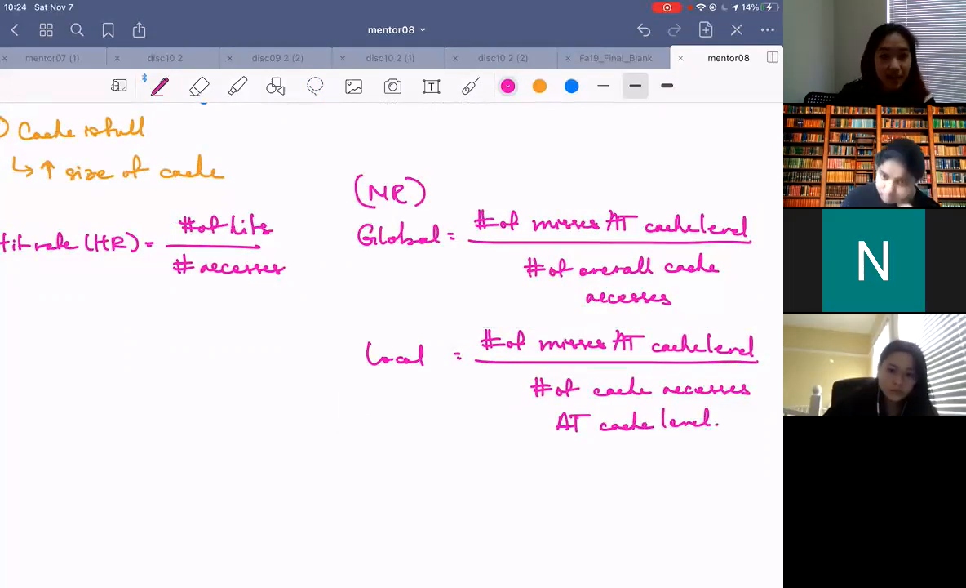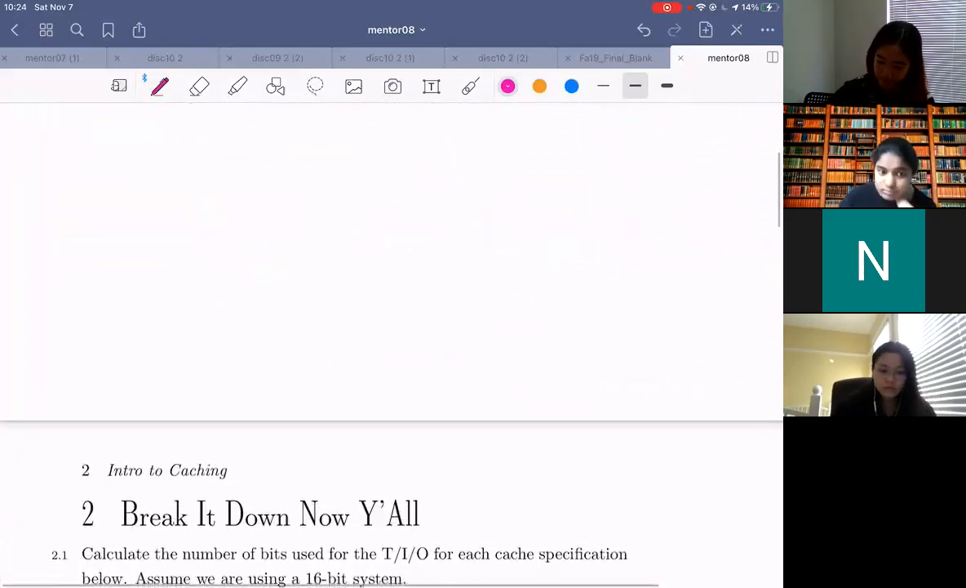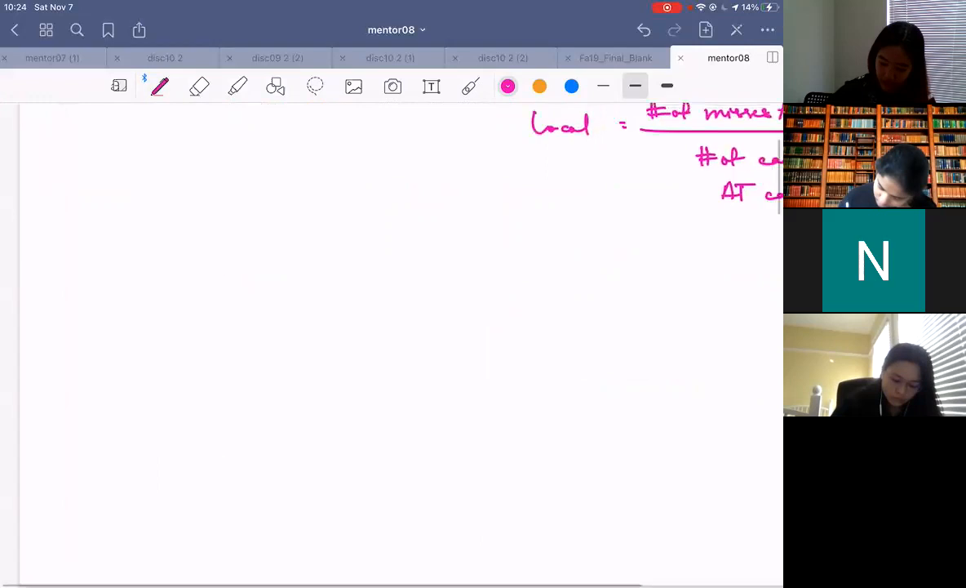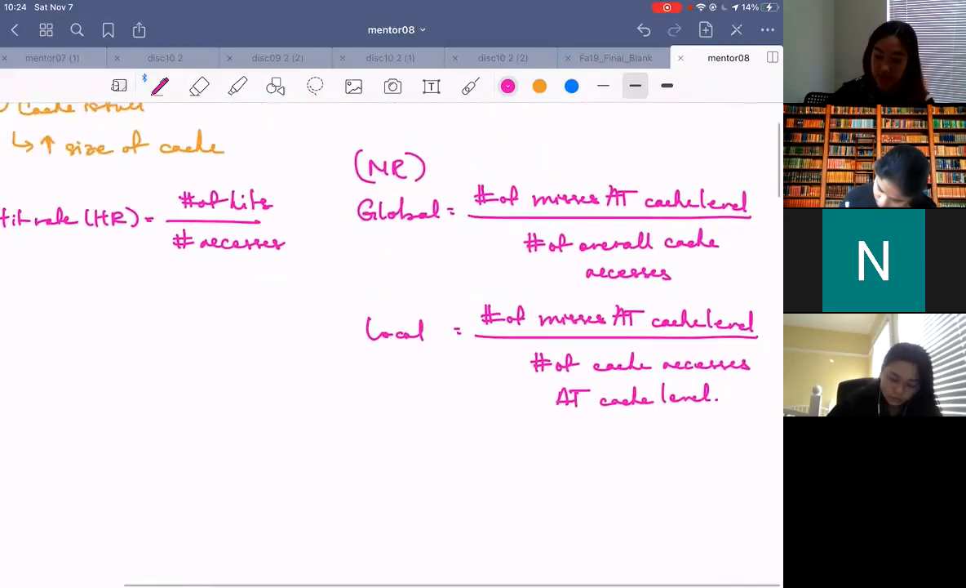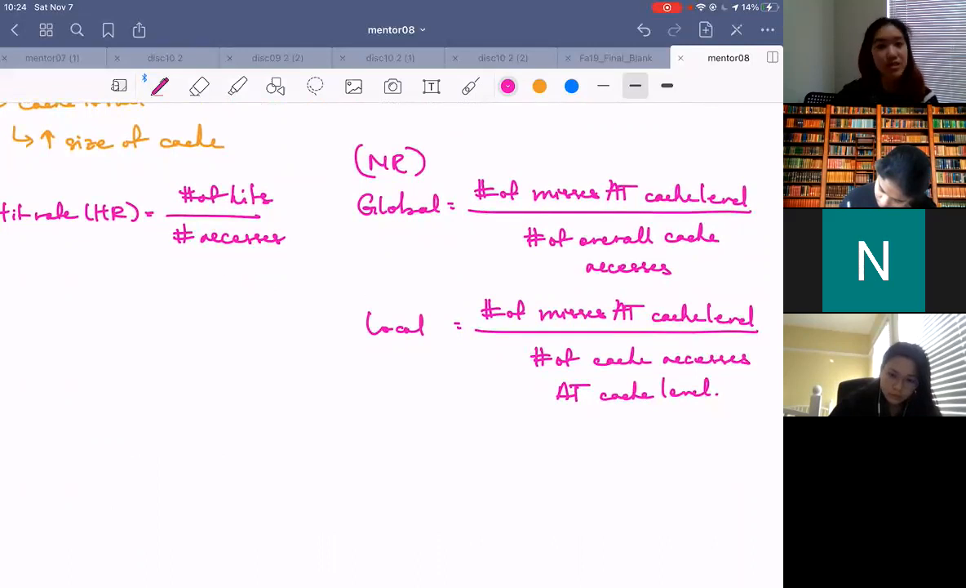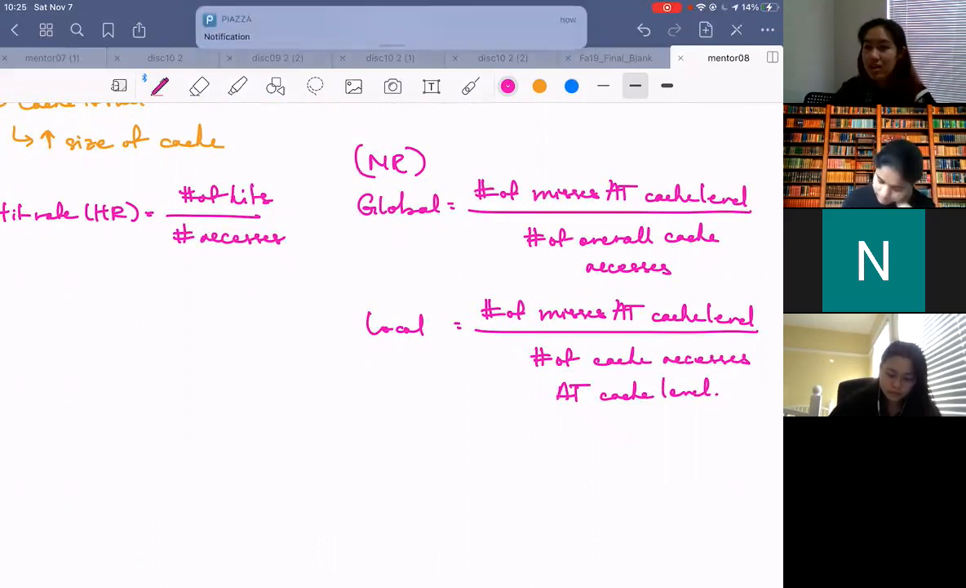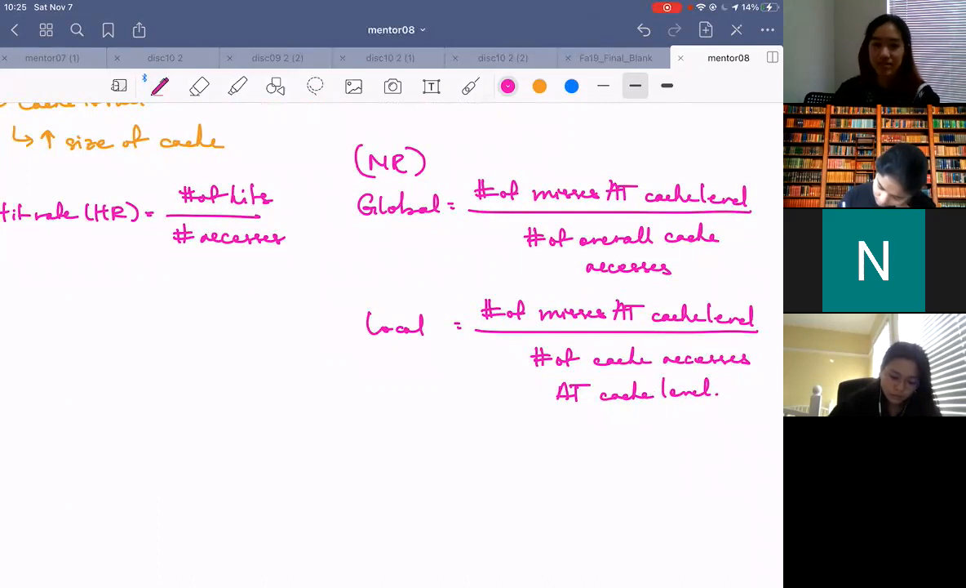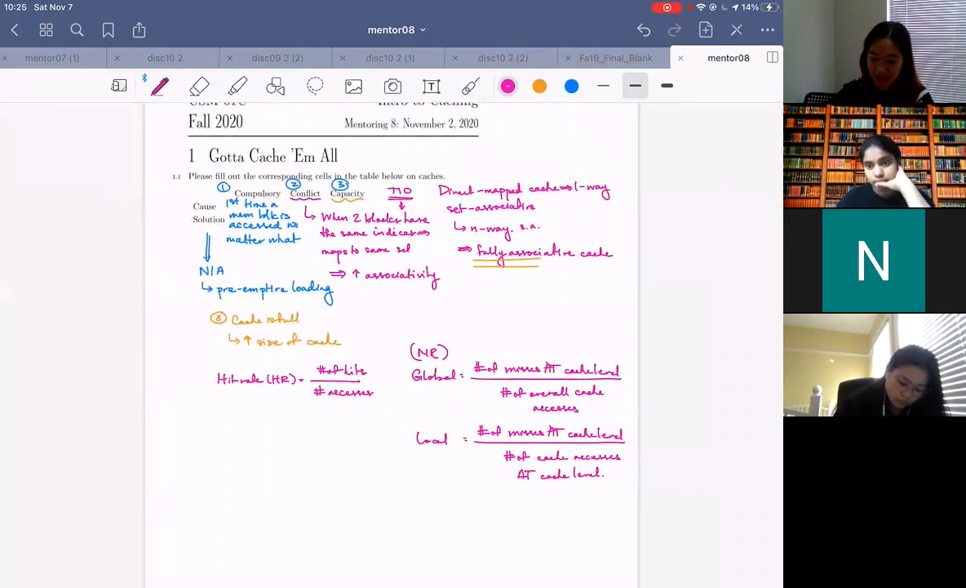Quick question for global. When you say number of misses at cache level, which cache level? Or do you mean all cache levels? I mean the cache level that they're specifying. They'll specify either overall, in which case you only count overall, and that's when things might get double counted, like you'll see in lab. But for specific levels, it'll say, okay, for this particular cache, what's the global miss rate? Does that make sense? Yeah. Okay, cool. Are there any other questions about this whole miss and hit rate topic?